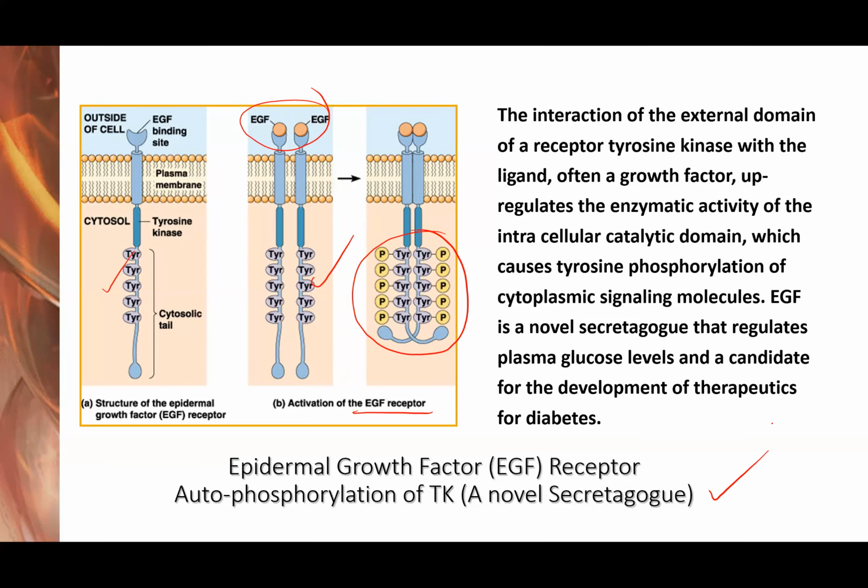Epidermal growth factor receptor mimics the tyrosine kinase, which is stimulated by insulin. Instead of insulin, epidermal growth factor can do that, and it is the same mechanism. Instead of insulin sitting here, epidermal growth factor sits there, and if I have a drug which stimulates the epidermal growth factor receptors, there is autophosphorylation of tyrosine kinase. A novel secretagogue is now being evaluated. We will soon have a drug which will be a novel secretagogue.